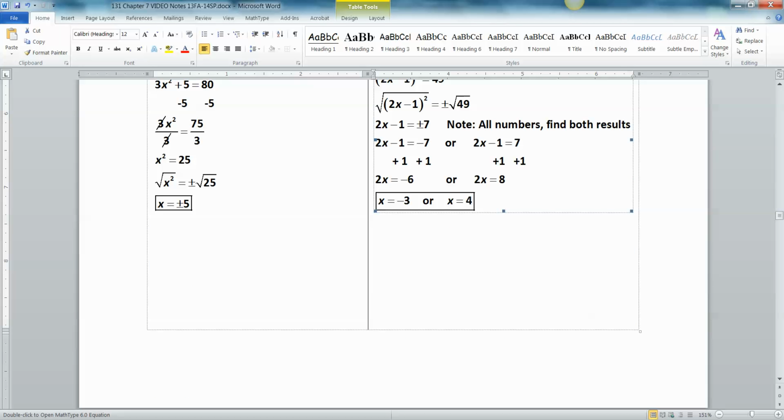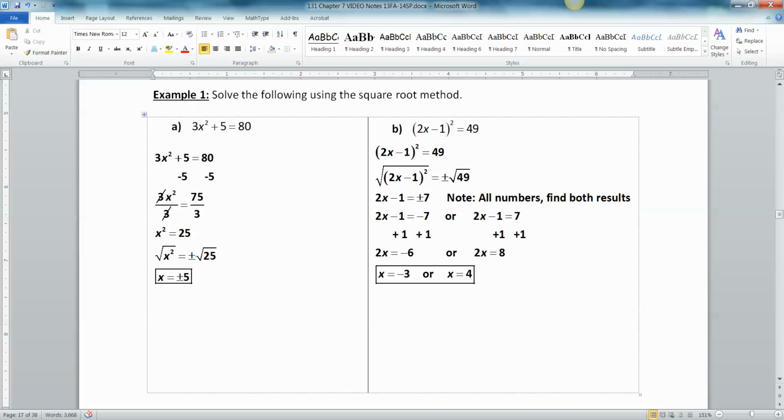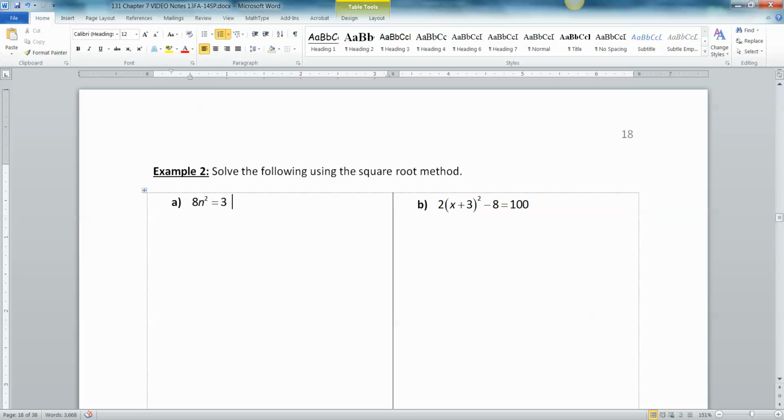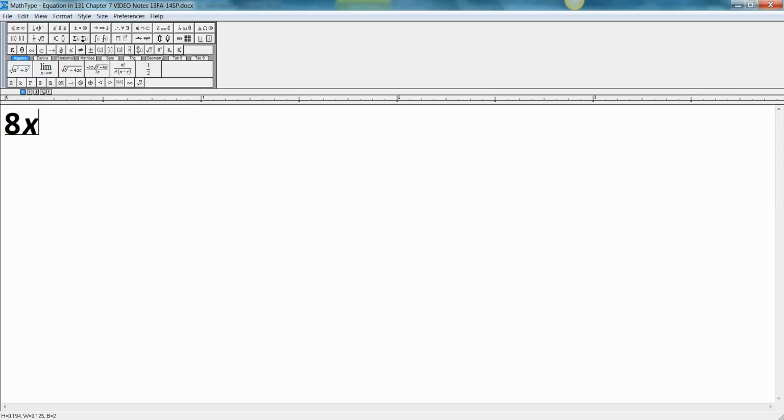All right, so let's use the same technique, because it's not a bad technique, actually. And it's easier than factoring would have been, because you would have had to FOIL all this out and then bring the 49 over and all of that stuff. So let's keep using this technique over here for this one. So you have 8n squared equals 3. So you divide both sides by 8.